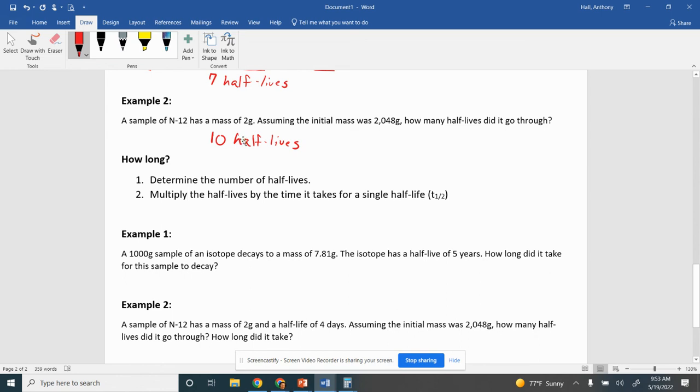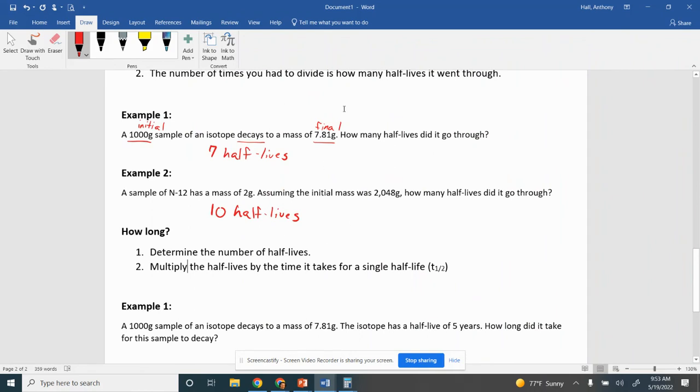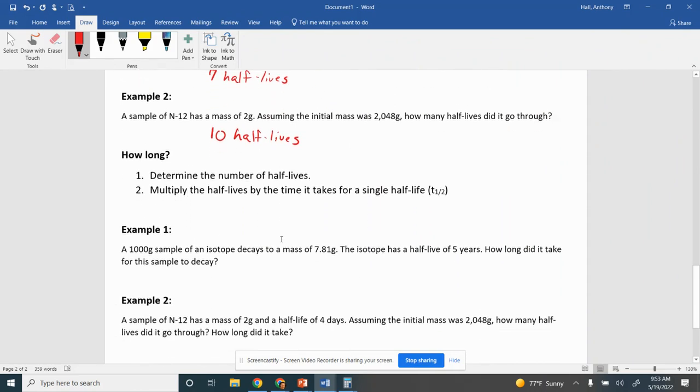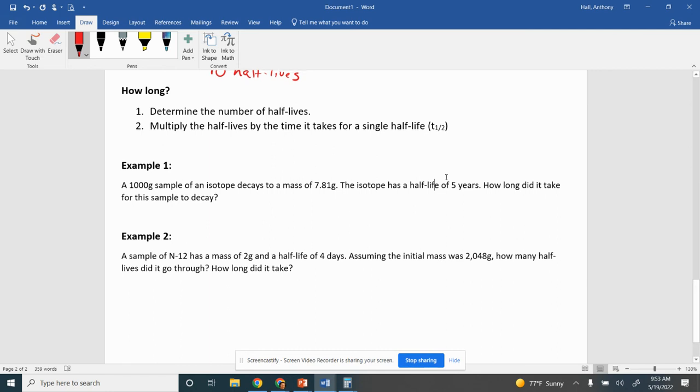So for example, this one's 10 half-lives. Well, if we knew how long a half-life takes, then we could just multiply it by 10. Or this one, multiply it by 7. And actually, for these examples, I pulled the exact same questions. I just added this on to the end. So let's look at number 1. A 1,000 gram sample of an isotope decays to a mass of 7.81 grams. The isotope has a half-life of 5 years. How long did it take for this sample to decay?